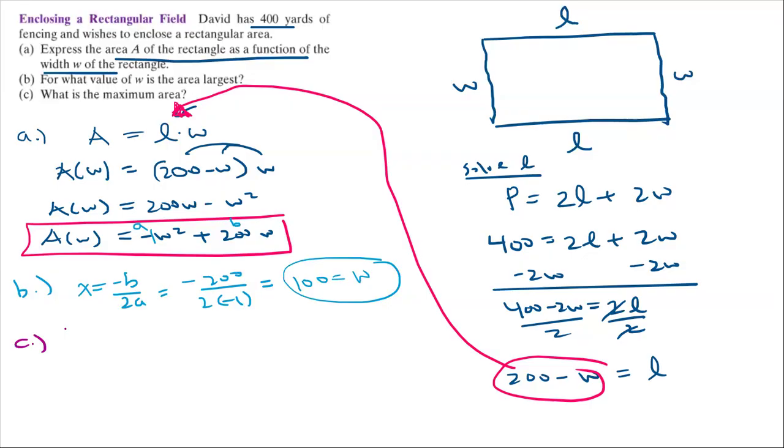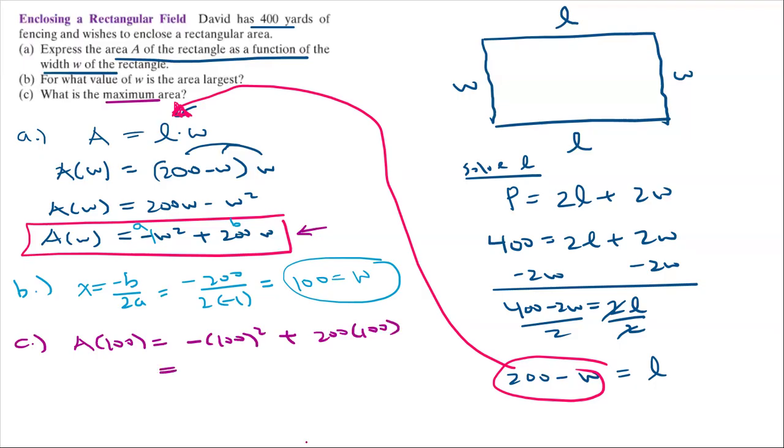Okay. And it says, for what is the maximum area? So remember, to find the maximum area, we just plug it back into the original function. So we derived this function here. All we're doing now is plugging in 100 every time we see a W. So this is going to be A of 100 is equal to negative 100 squared plus 200 times 100.